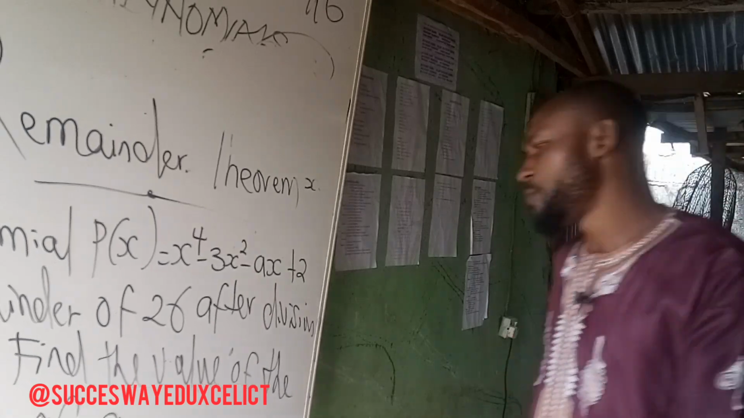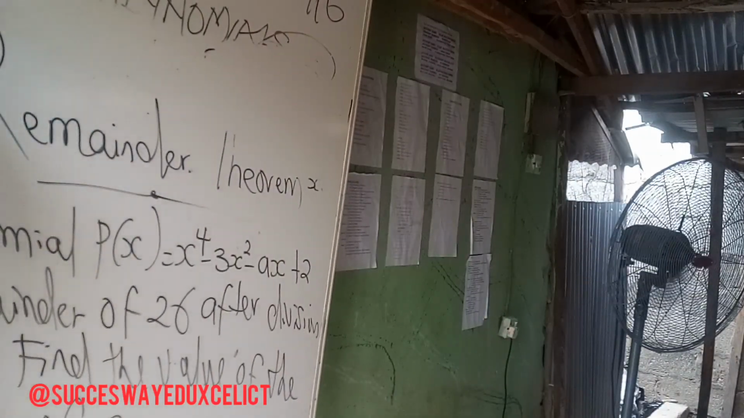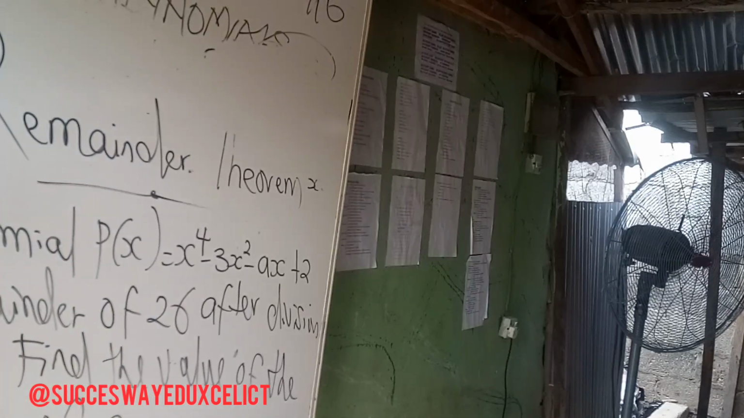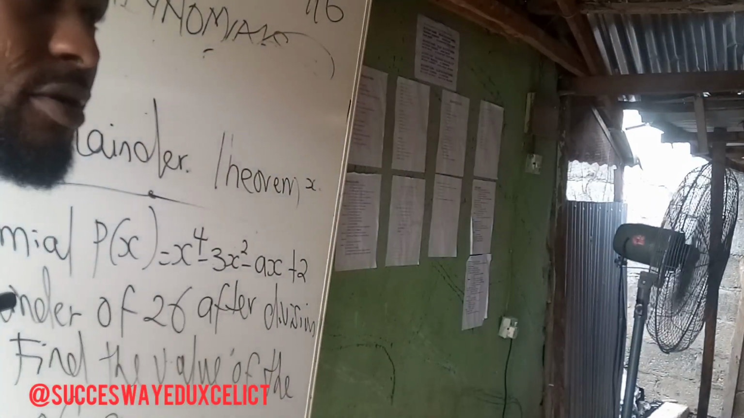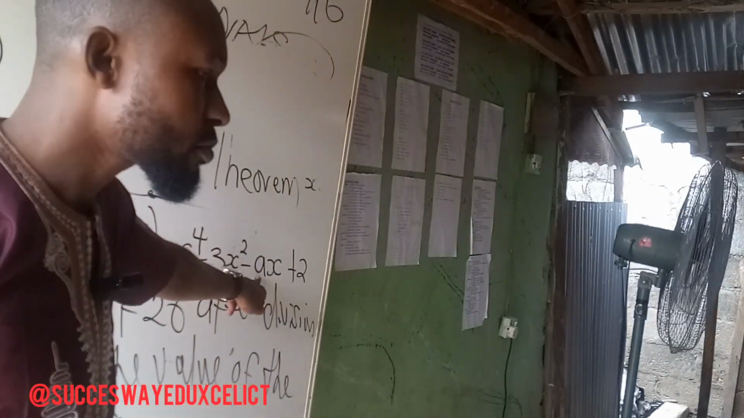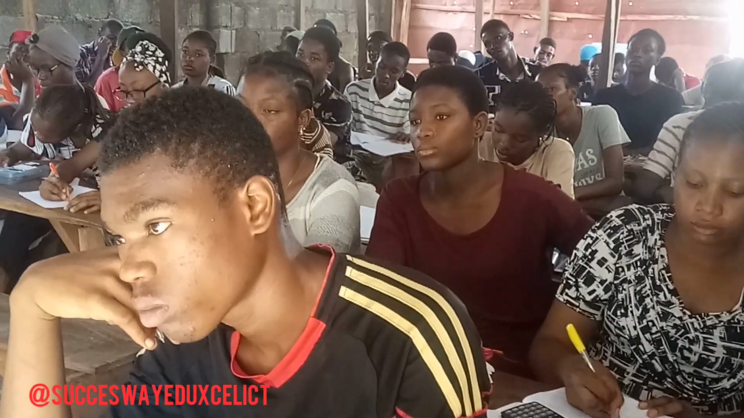Very, very simple. From here, x minus 3 is equal to 0, so x is equal to 3. So you have to substitute the value of x into the polynomial and everything will be equal to 26, which is the remainder. Then you can solve for your a. 3 raised to power 4, which is 81, minus 27, minus what? Here is going to be 3a, because our x is 3 already. So 3a plus 12 is equal to the remainder. That happens to be what? 26. You can solve for your a.